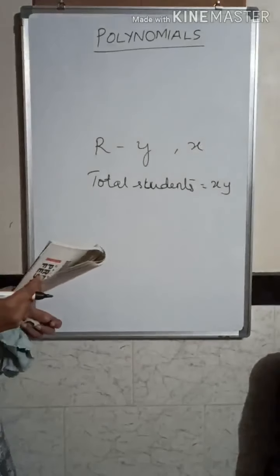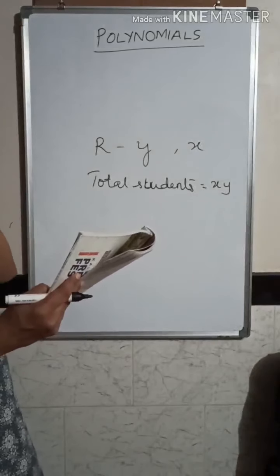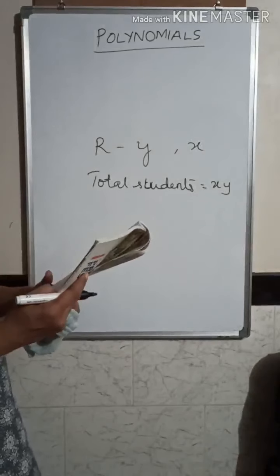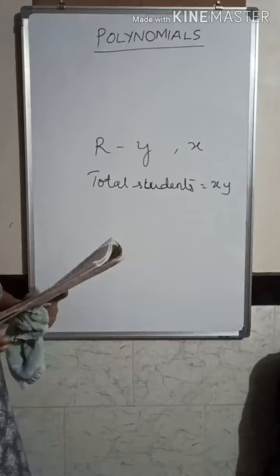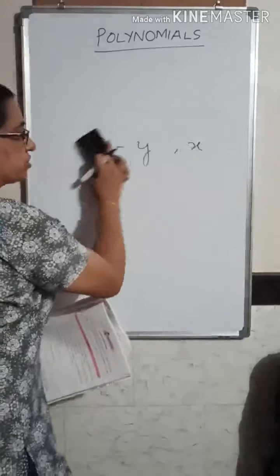Now one more problem. The tens and units place of a 2-digit number is m and n respectively. Write the polynomial which represents the 2-digit number. So you just refer to your textbook for the questions. I am not writing the question on the board.